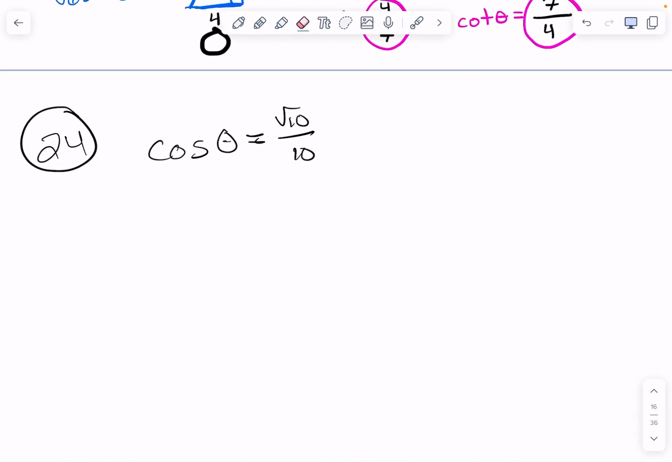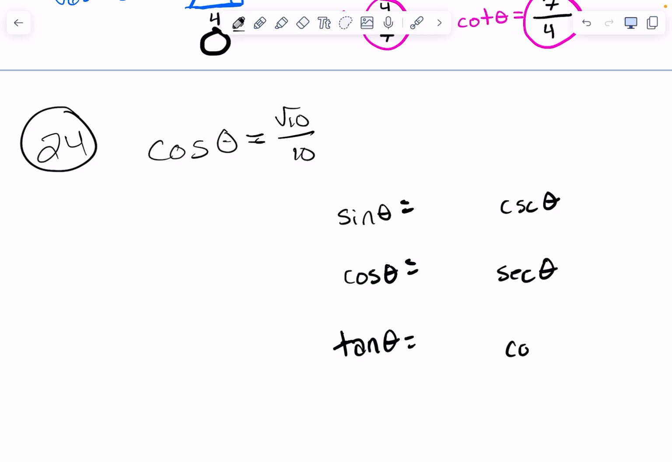They give you this information and they say find the other five trig functions. So I've got sine theta, I don't know if they call it theta, or maybe t. Tangent theta, cosecant, secant, cotangent, yeah? Okay. All right. We need to draw a picture of what this thing looks like.